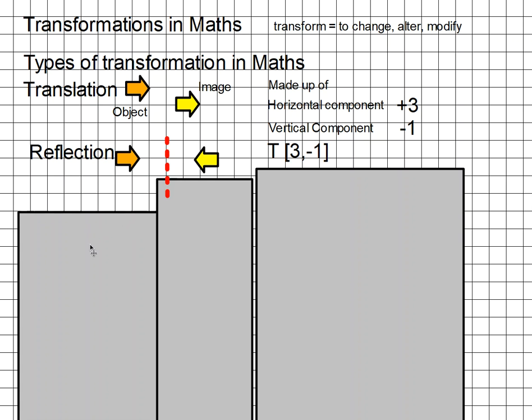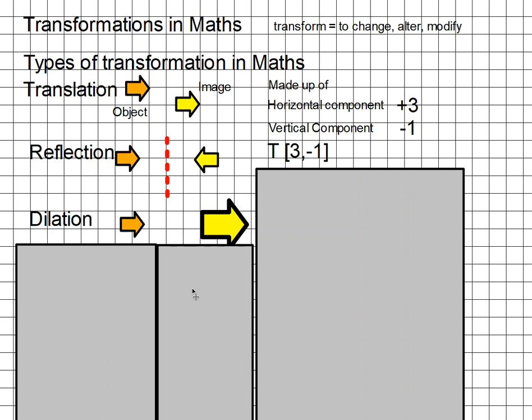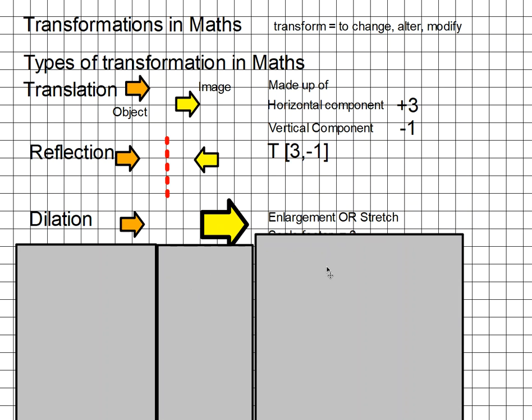Third type of transformation is a dilation. Now there's two types of dilation. One where the object is enlarged, becomes bigger, is stretched. And in this one, you can see that every length here is about twice what it is here. So we say the scale factor is 2.